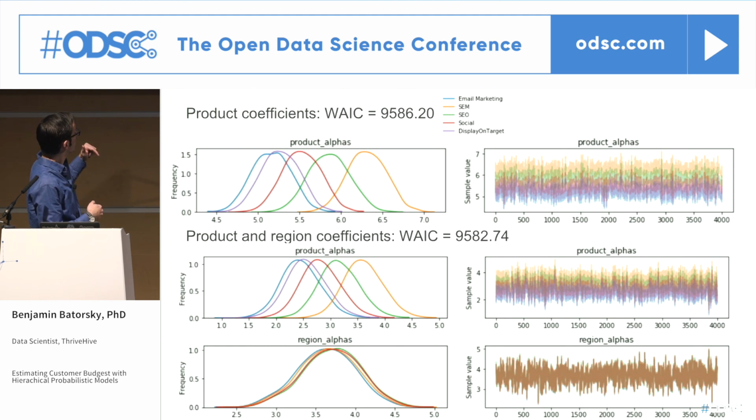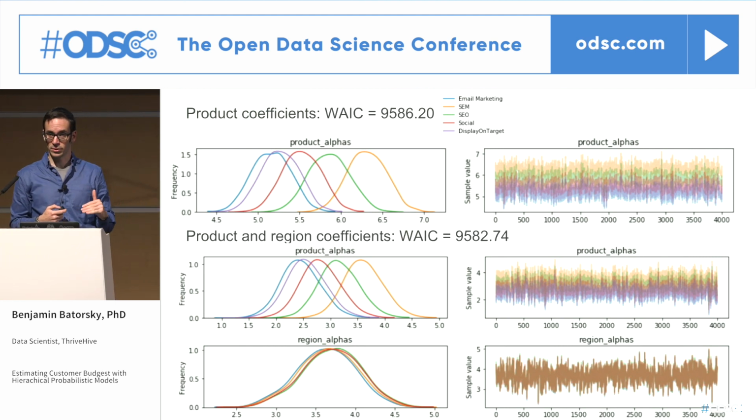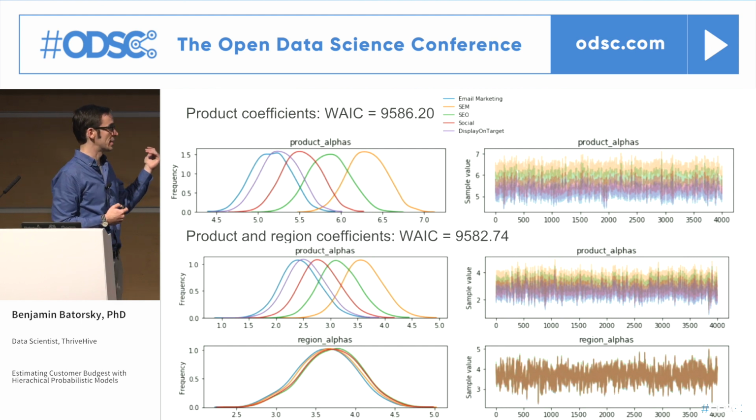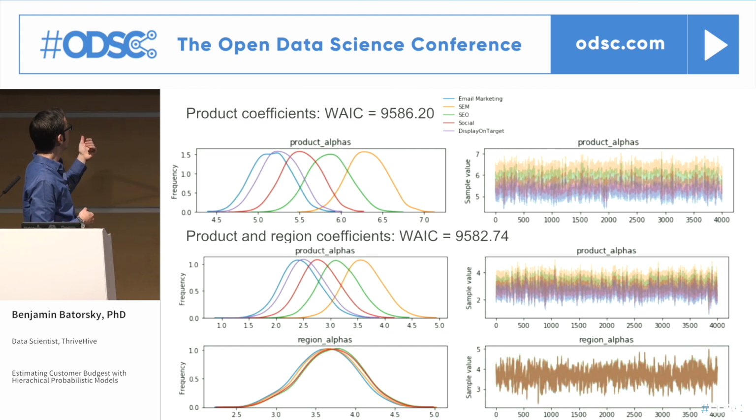Now when you include region, how I interpret this is that there's really not a lot of variation by region, and that including another parameter for region level differences is not really contributing much. It's essentially estimating the same value. So it may not help much to have this.